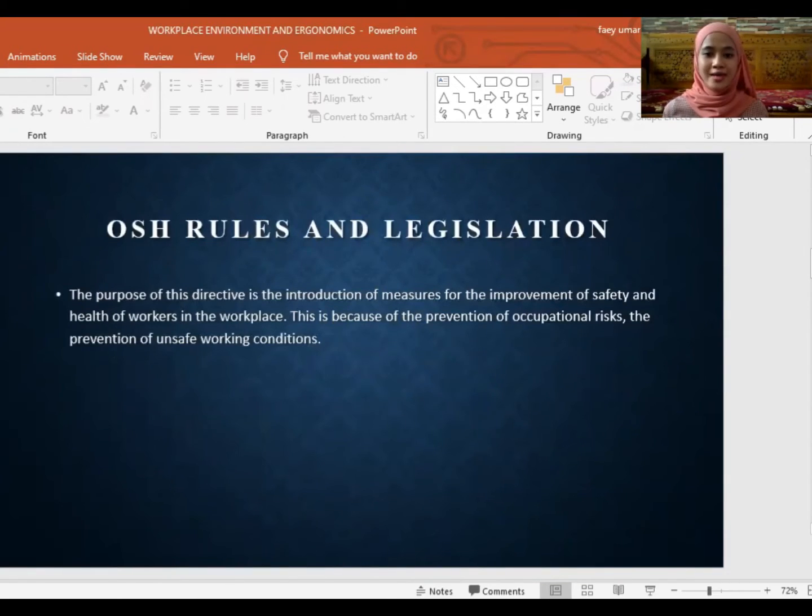OSH rules and legislation. The purpose of this directive is the introduction of measures for the improvement of safety and health of workers in the workplace. This is because of the prevention of occupational risk, the prevention of unsafe working conditions.